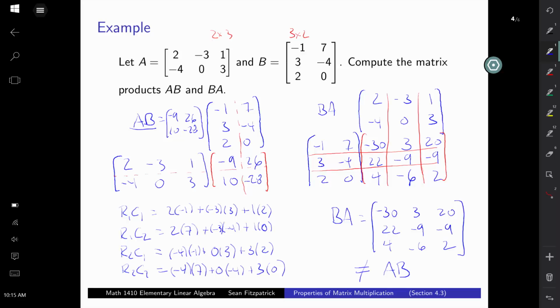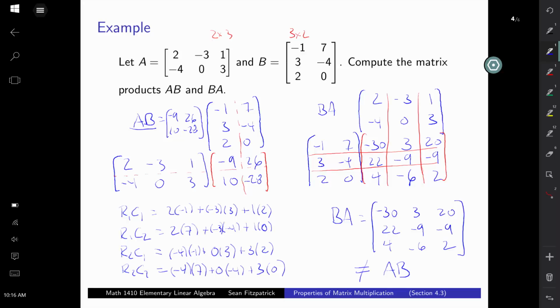And so this is something that we don't encounter with numbers, real or complex. You know, most of the multiplications that we've seen so far in our lives are ones where A times B is always the same thing as B times A. But for matrices, this is just not true.